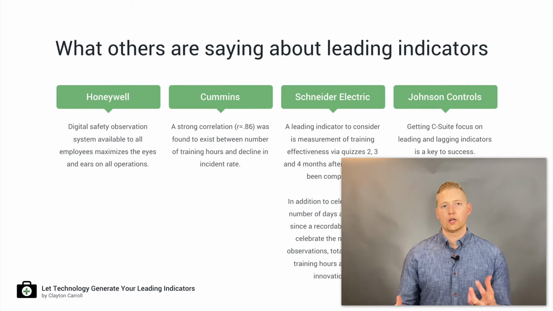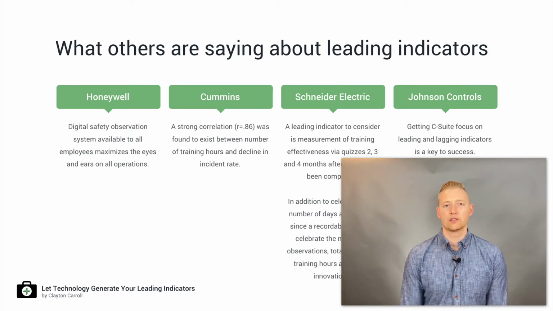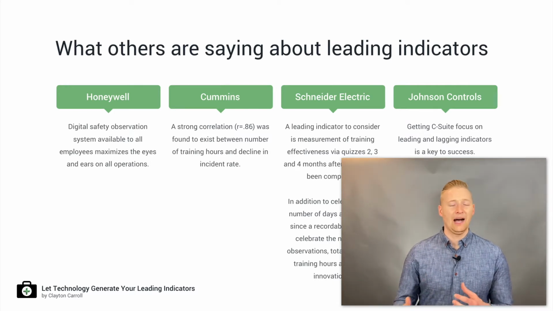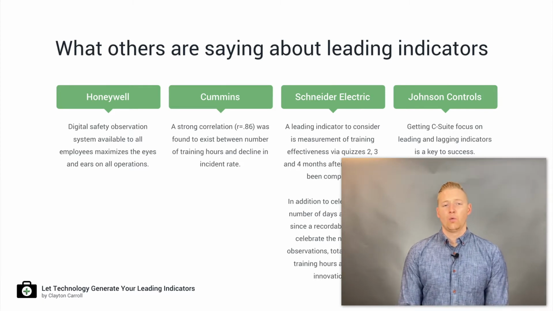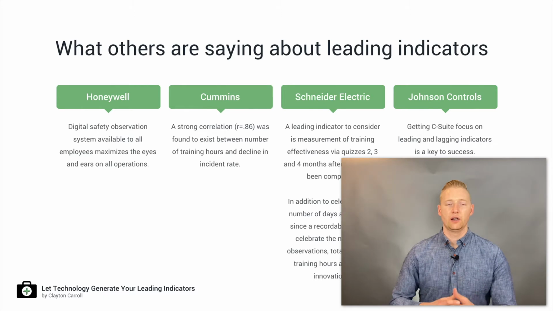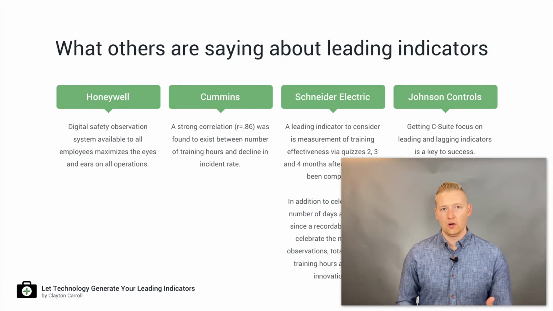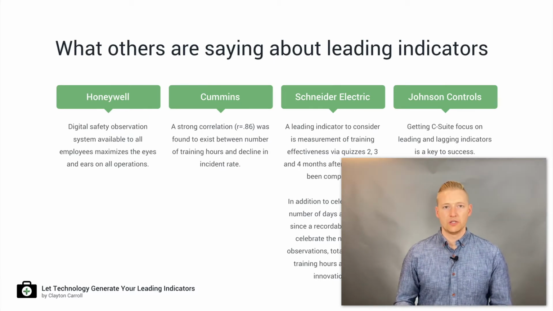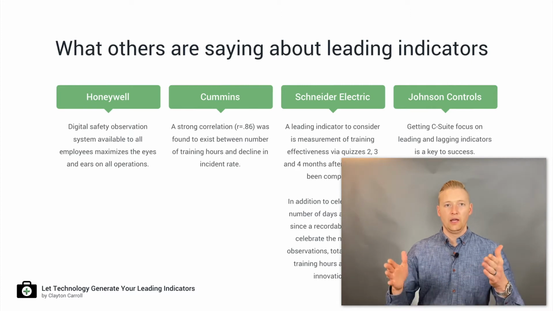So if you look across the spectrum, at least in the United States, there are companies that are looking at leading indicators in their safety program, and you've probably heard of at least one of these. If you look at Honeywell, for example, what Honeywell focuses on for leading indicators is a digital safety observation system available to all employees, which they say maximizes the eyes and ears of the organization. That makes sense because if you break down safety incidents into 4 categories of increasing severity: observed hazards, near misses, minor injuries, and then ultimately OSHA recordables. Everybody's familiar with the triangle where at the bottom you have observations, and then for every however many you're going to have a near miss, and then for however many minor, and then recordable.